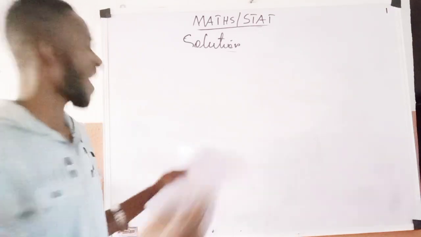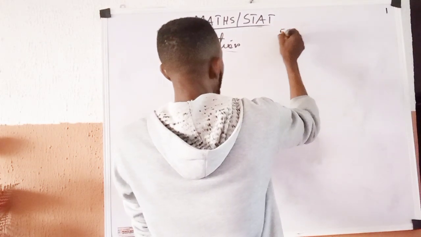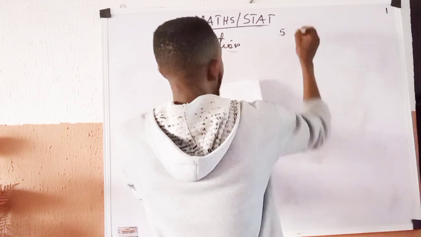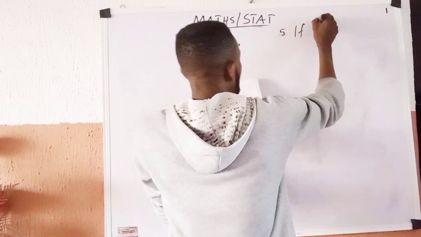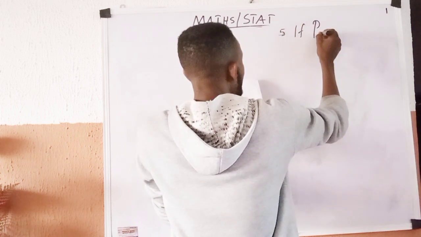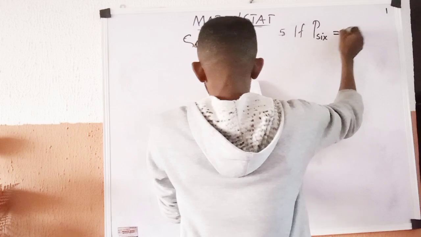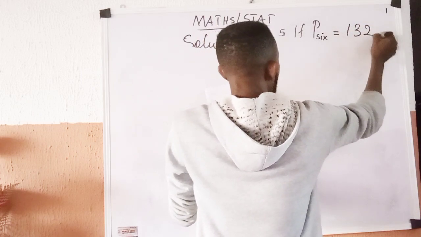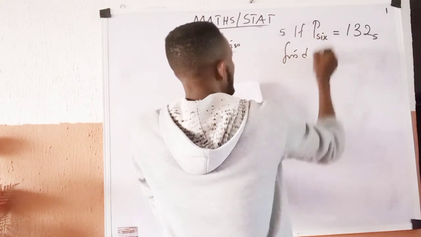But the question they ask, let me call it question number 5. Question number 5, they said, and I write, say if P base 6 equals 132 base 5. Find P.